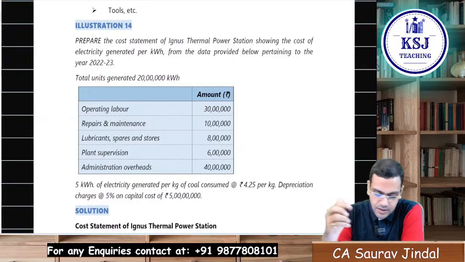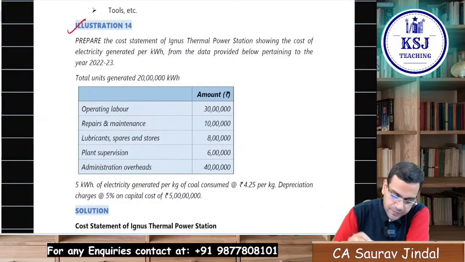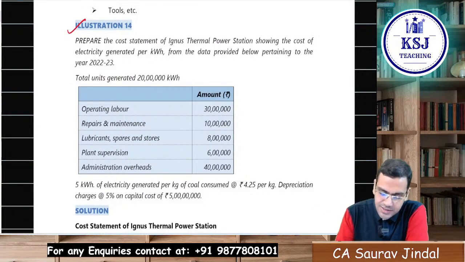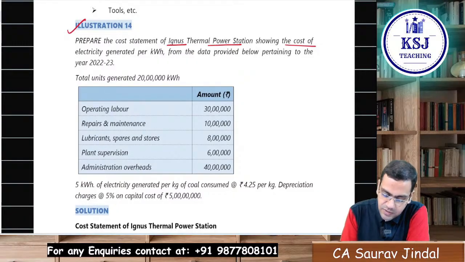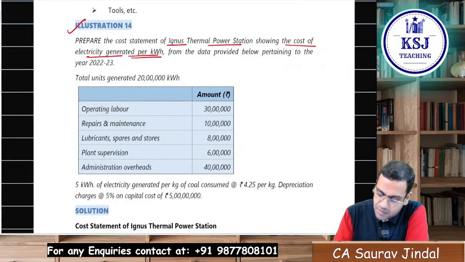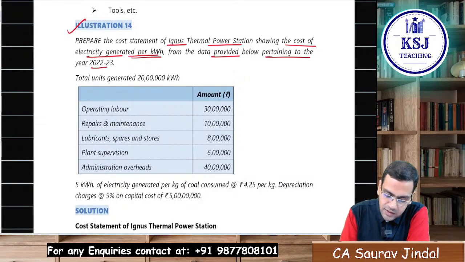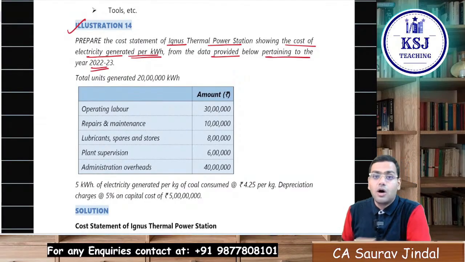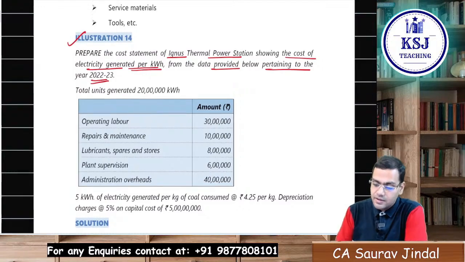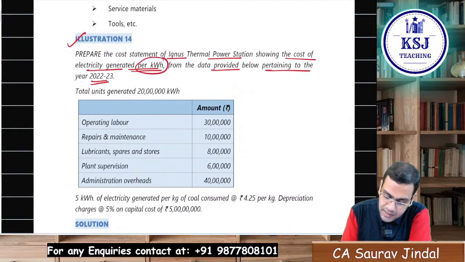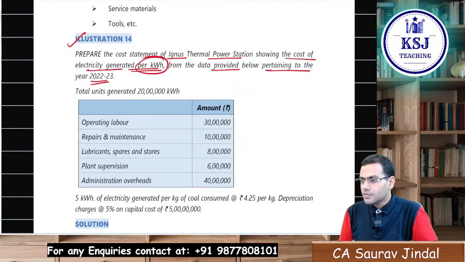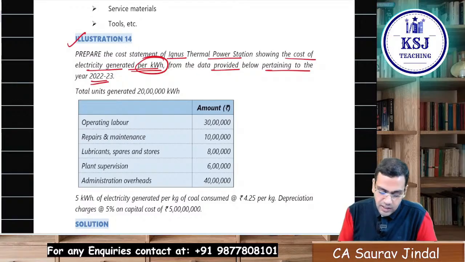Clear? Okay. Now, illustration number 14. Prepare the cost statement of Ignis thermal power station showing the cost of electricity generated per kilowatt hour from the data provided below pertaining to the year 22-23. So you have to show the cost per kilowatt hour, right? So total units generated is 20 lakh kilowatt hour. So what is the total cost now?